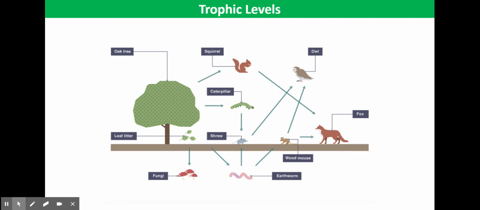Now, one way of describing this is interdependence. So food webs show the interdependence between organisms. The change in population of one organism will affect the population of other organisms. So if the population of earthworms decreases, then the population of wood mouse may decrease as well, as they will have fewer earthworms to feed on, leading to starvation and death. If the population of shrews increases, the population of owls may increase as well, as they will have more shrews to feed on, increasing their chances of survival.